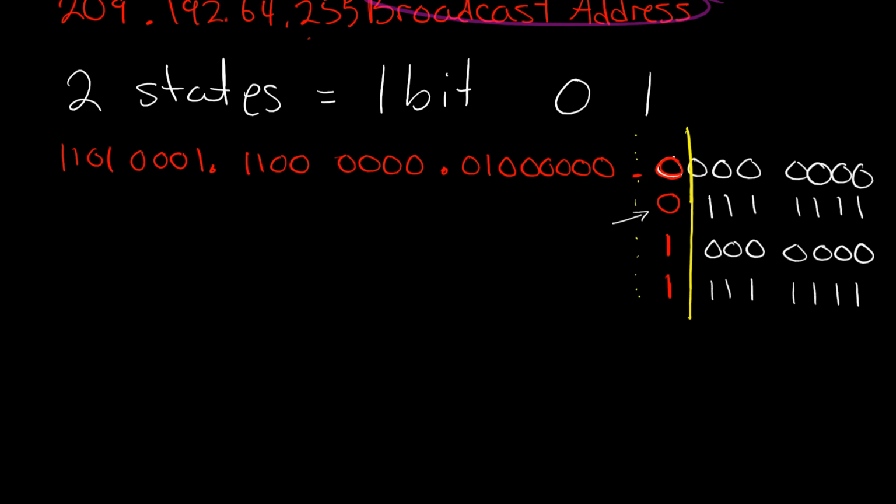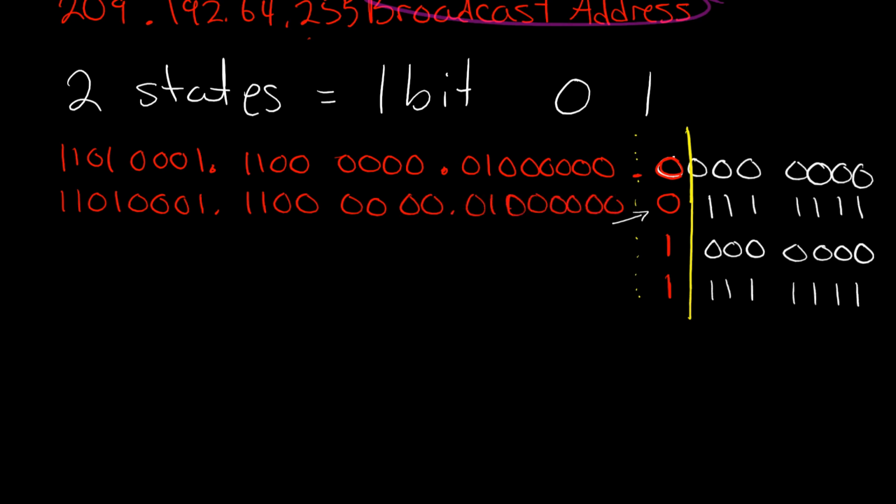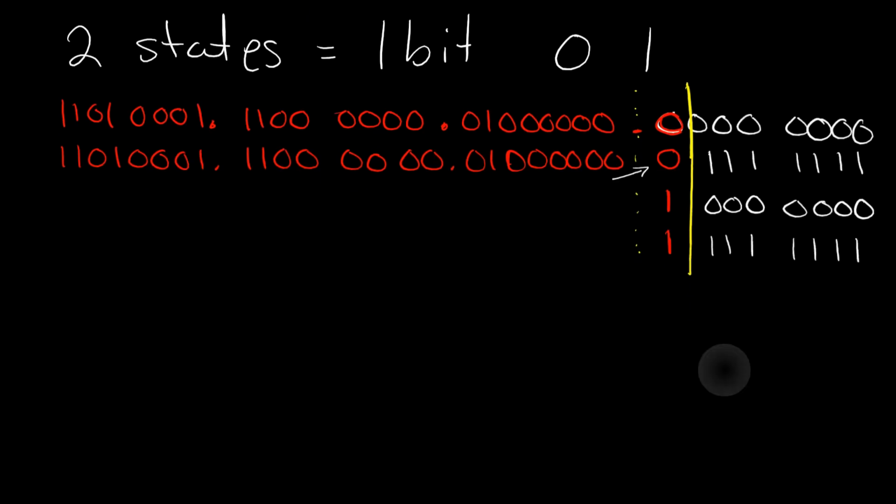So for all of these addresses, the 209.192.64 portion of the address is still there. I just took it a little bit easier and didn't write out that portion because we didn't need it. But I'll fill it in now to clarify.